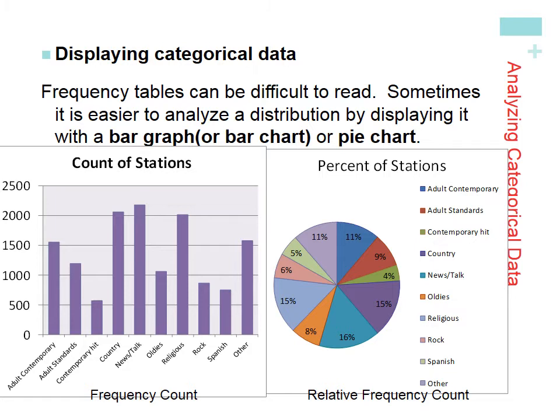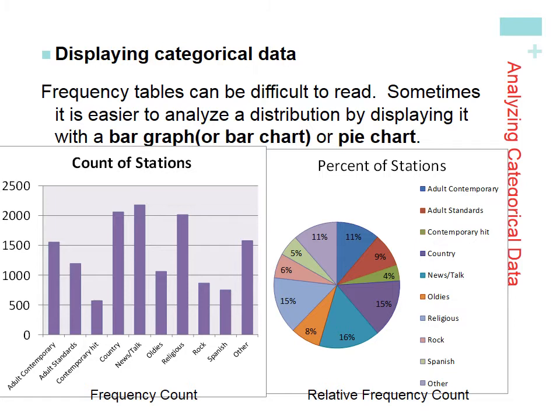Okay, if we take a look at the bar graph, the count of stations, it is very easy to see what type of format each of the broadcasting stations use. So obviously we could tell very quickly that contemporary hit was not very popular, where country and news talk are the most popular. So it's very easy to analyze the distribution or look at the counts quickly and say, what's the most popular, what's the least popular.